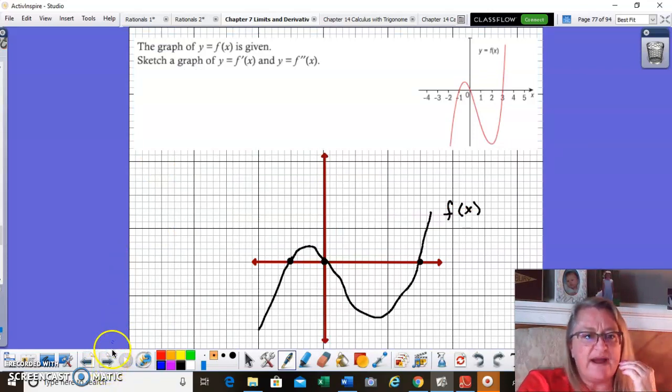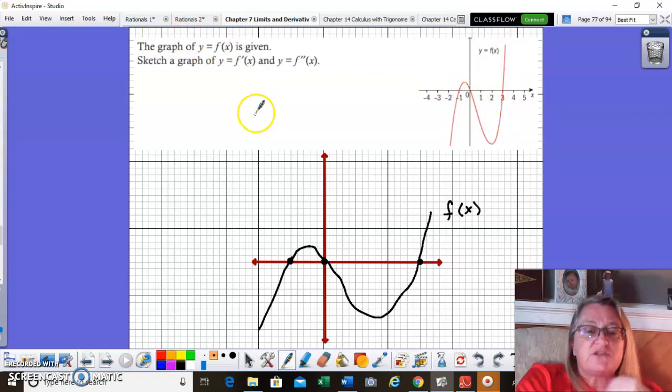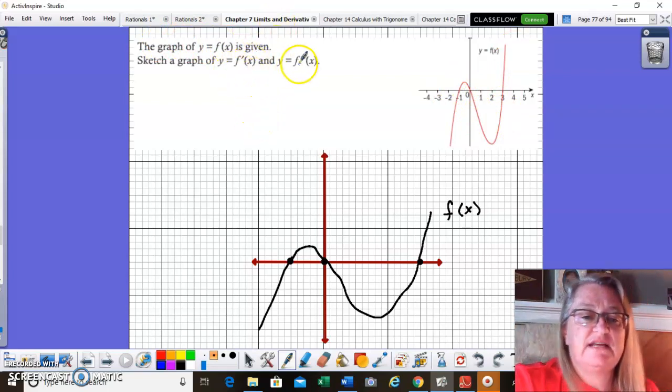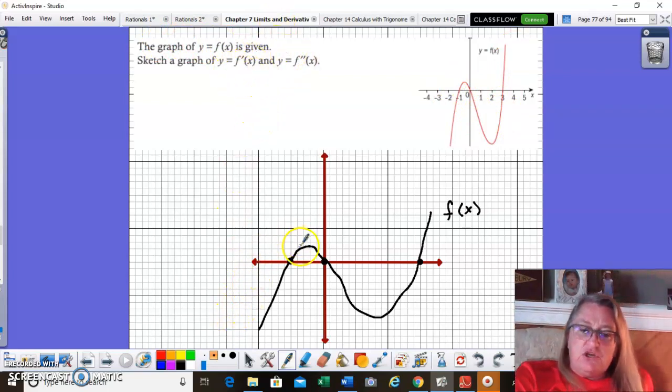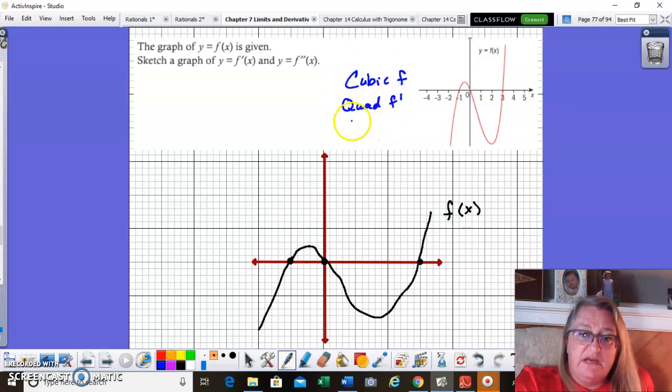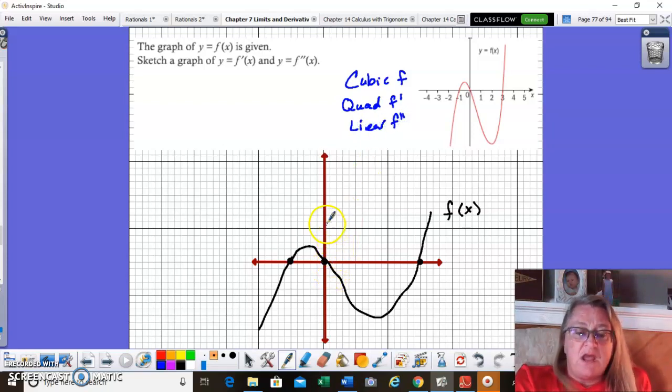So here we have a graph. It looks like this is a cubic, and it is the original function. And what we're actually looking for is the first and the second derivative. Okay? So this is cubic. That's f. So I'm expecting quadratic for the first derivative, and I'm expecting linear for the second derivative.